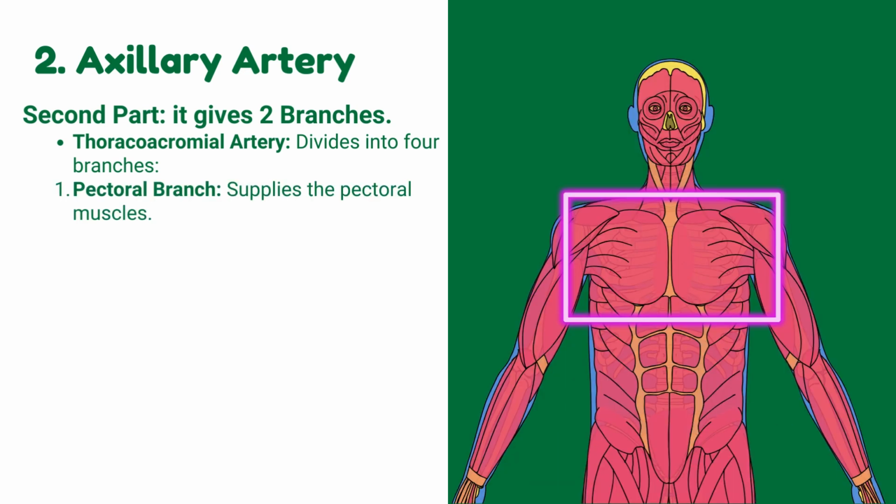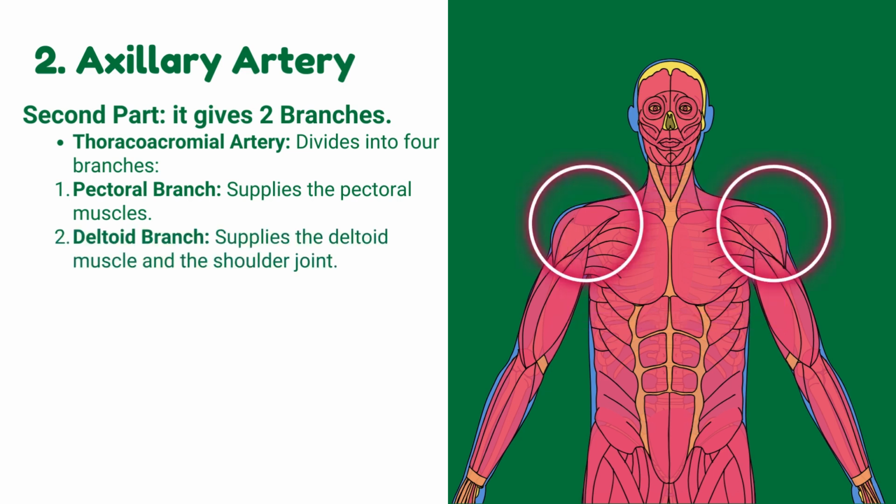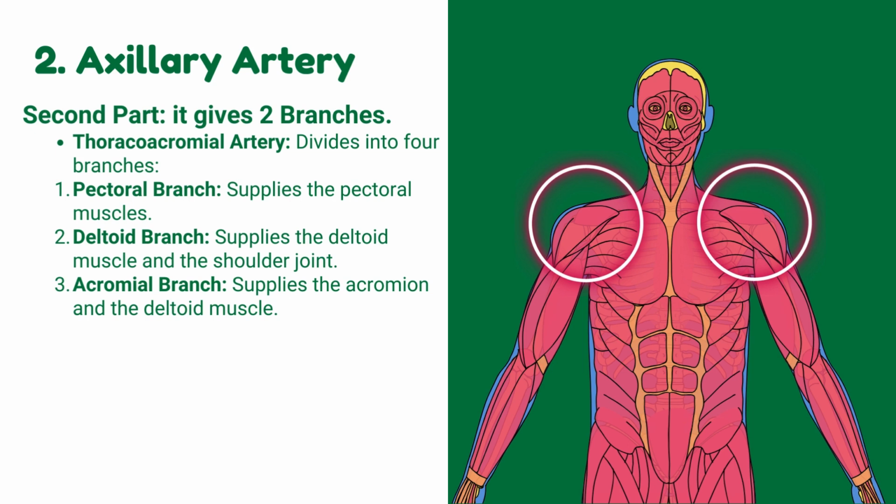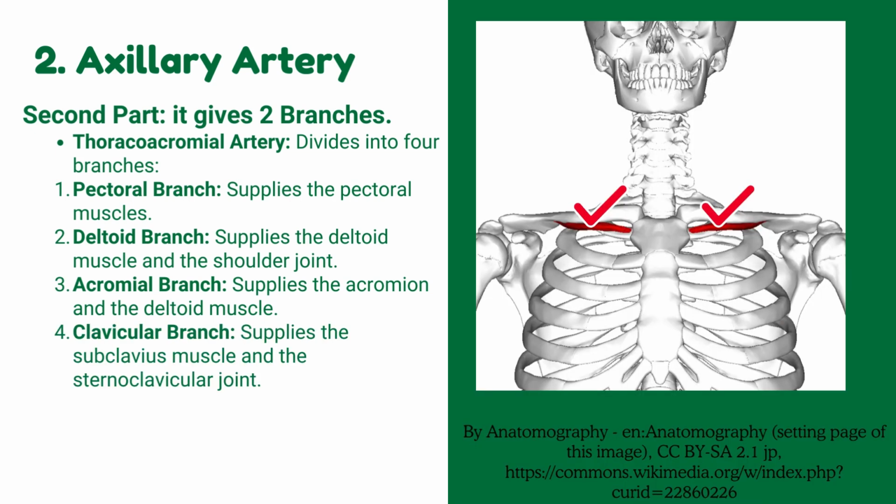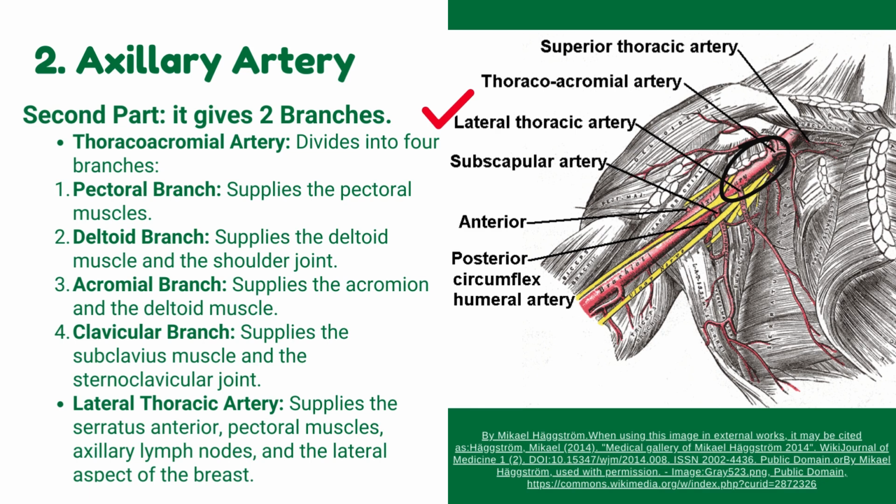Pectoral branch supplies the pectoral muscles. Deltoid branch supplies the deltoid muscle and the shoulder joint. Acromial branch supplies the acromion and the deltoid muscle. Clavicular branch supplies the subclavius muscle and the sternoclavicular joint. Lateral thoracic artery supplies the serratus anterior, pectoral muscles, axillary lymph nodes, and the lateral aspect of the breast.